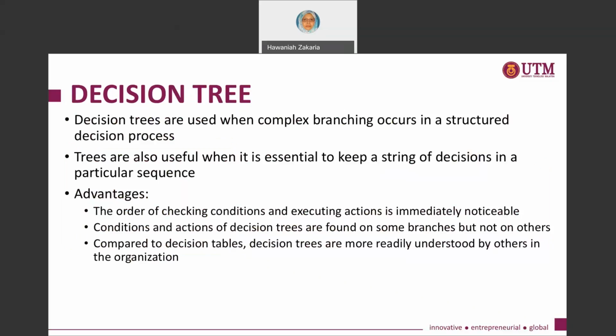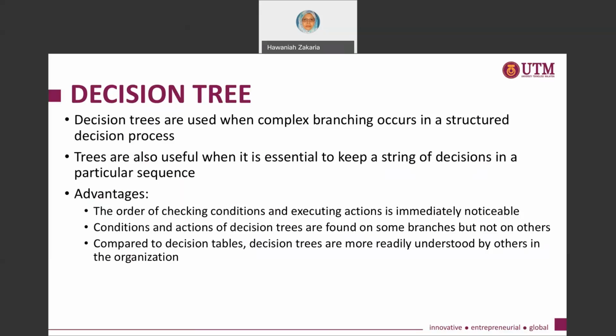So first of all, what is a decision tree? Decision trees are used when complex branching occurs in structured decisions. So what do we mean here by complex branching? One thing is that in order for a decision to be made, in order for an action to be taken, you might need to follow a certain flow of conditions.